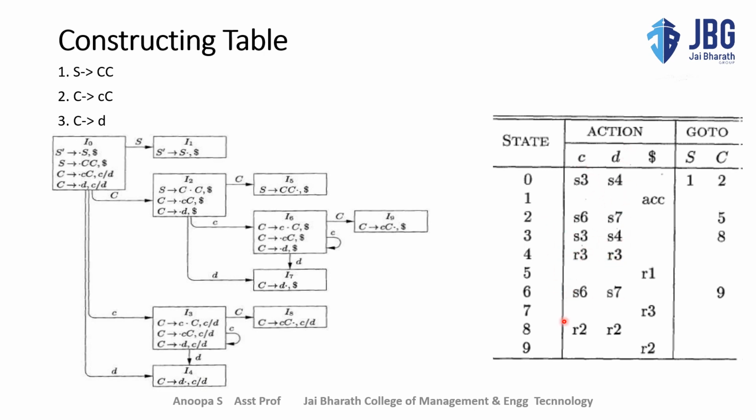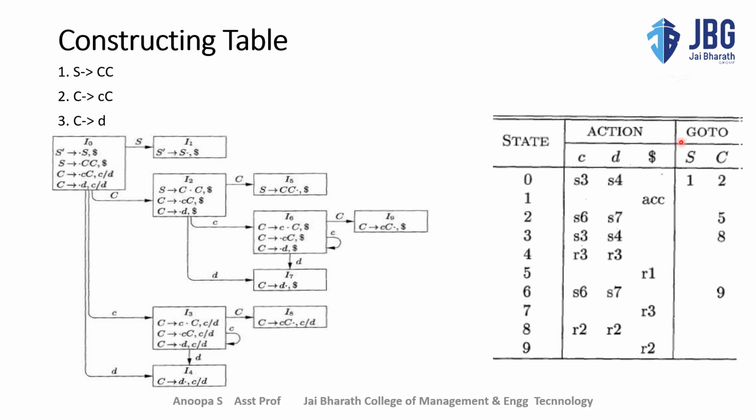Similarly, one more we will take, for state 8. For state 8, C giving CC dot is reduce by 2, and reduce by 2 has to be written only under c and d. Now I9 is also reduce by 2, but we have to write it only under dollar. That is why R2 is written under dollar. Everything else is similar to that of an LR parser. Even the goto part is similar to the LR parser.